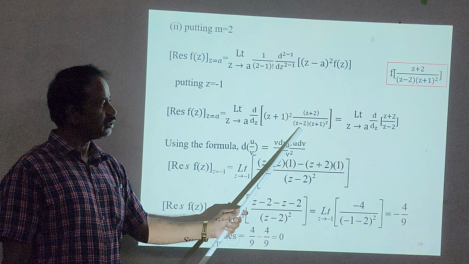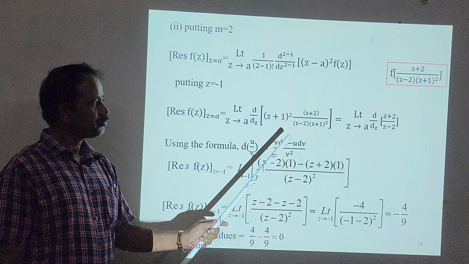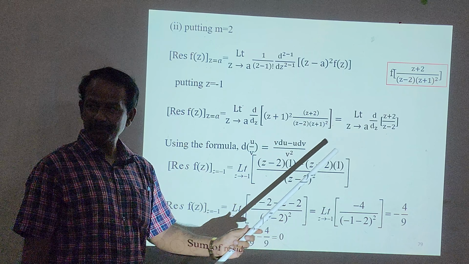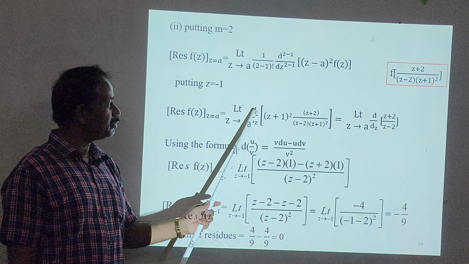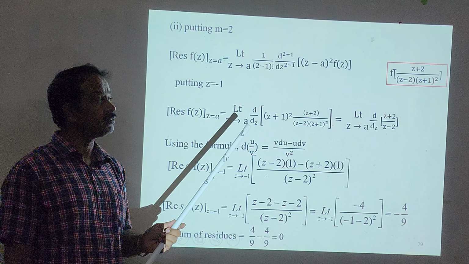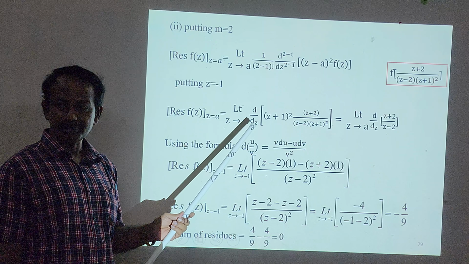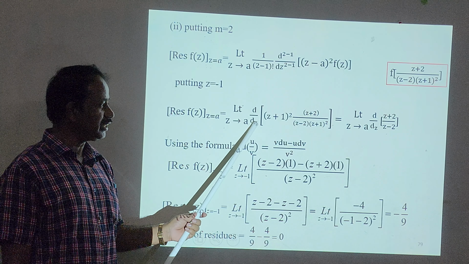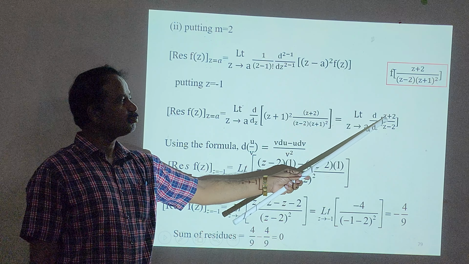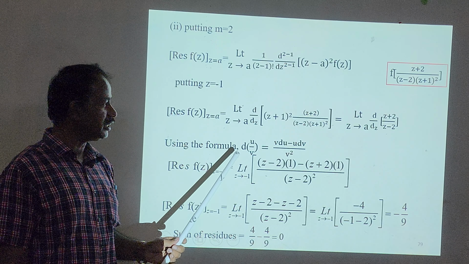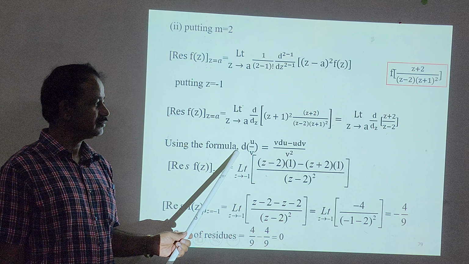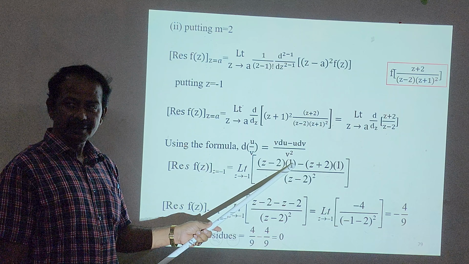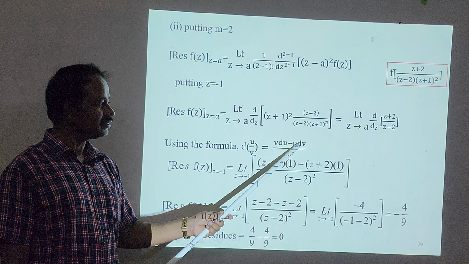You have z plus 2 divided by z minus 2. So now you will have to differentiate d by dz, because this is a pole of order 2. So we will have to differentiate once. So d by dz. When you are going to differentiate z plus 2 divided by z minus 2, we will have to use only the u by v method, v du minus u dv by v squared.